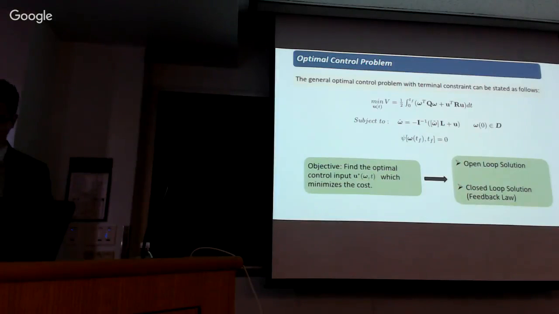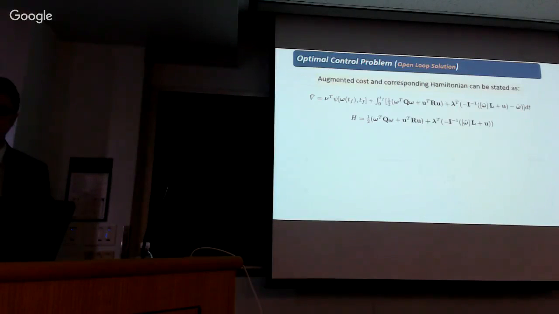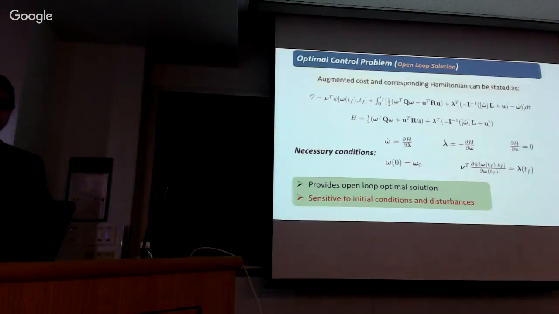The objective of this problem is finding the optimal control to minimize the cost function. And as I said, there are two kinds of solution for this problem. The first solution is the open loop solution. By using Lagrange multipliers nu and lambda, I will add my two constraints to the cost function, and the augmented cost function will be V bar here, and the corresponding Hamiltonian will be H.